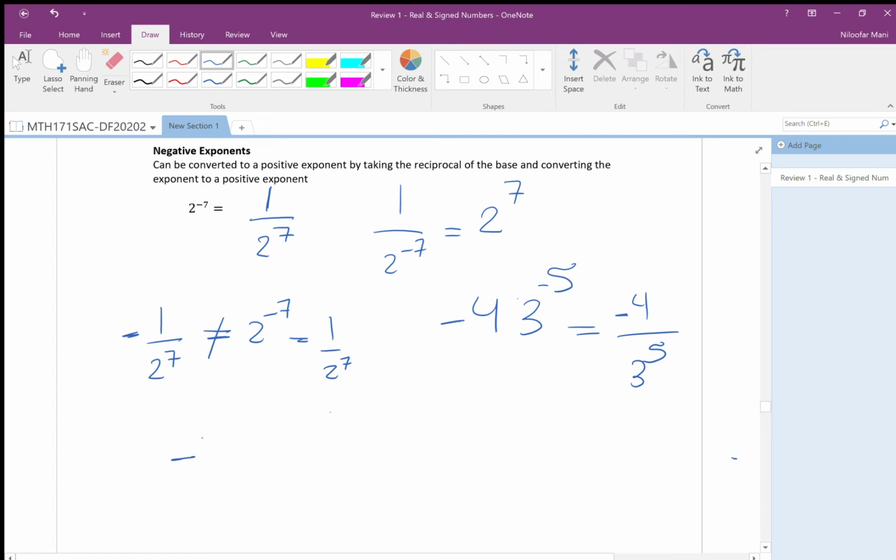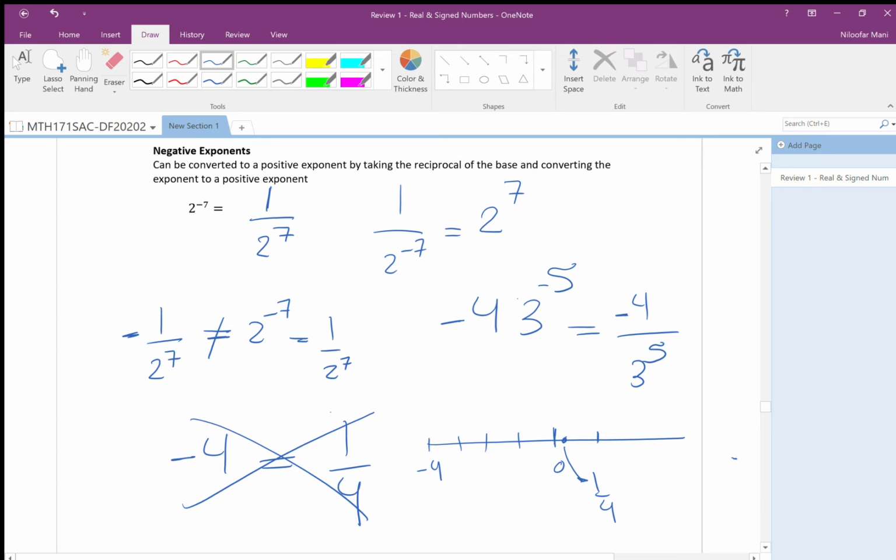But I see this mistake many times. I see minus 4 equal 1 over 4. That's wrong. No, no, no, no. They are not the same. Minus 4: you find 0 here, minus 1, minus 2, minus 3, minus 4. 1 over 4 is like you have $1 and divided by 4, which is 25 cents. So it's here. This is 1 over 4. 1 over 4 is positive. Minus 4 is negative. They are not the same as each other.